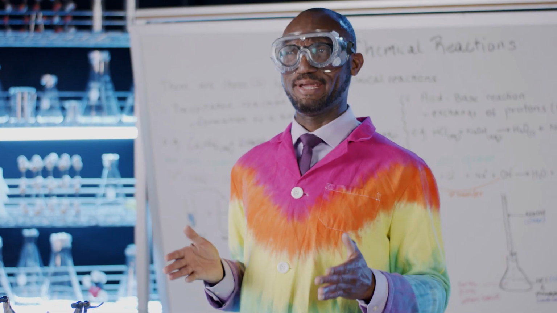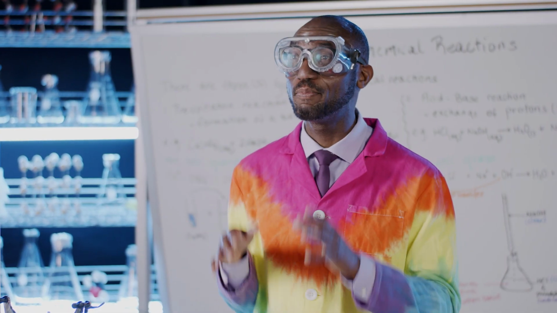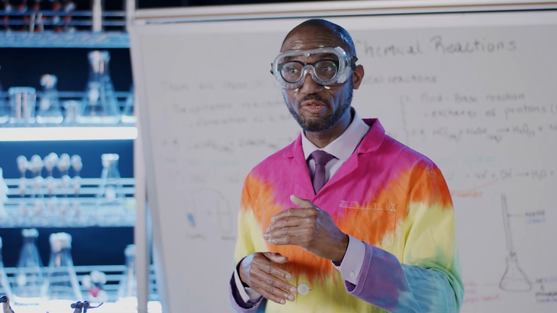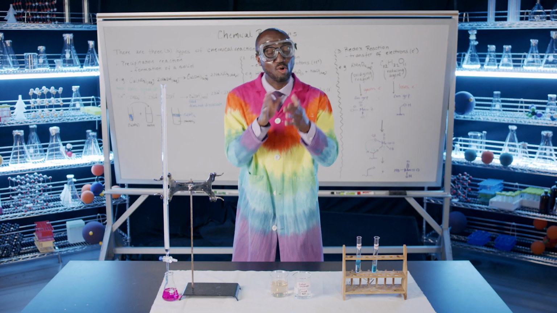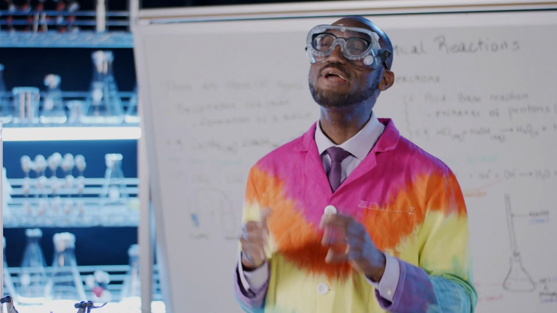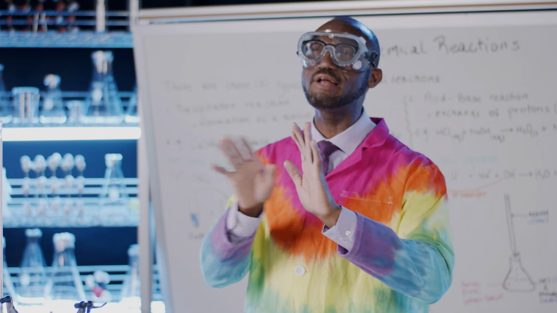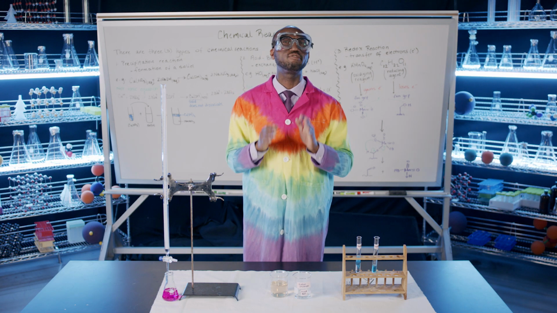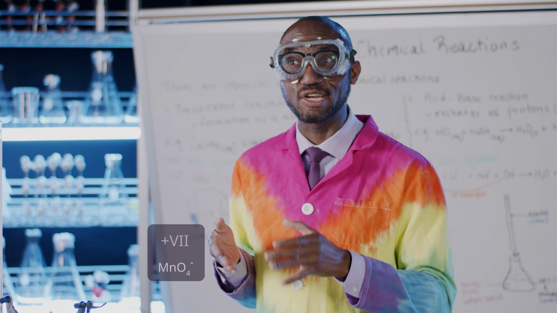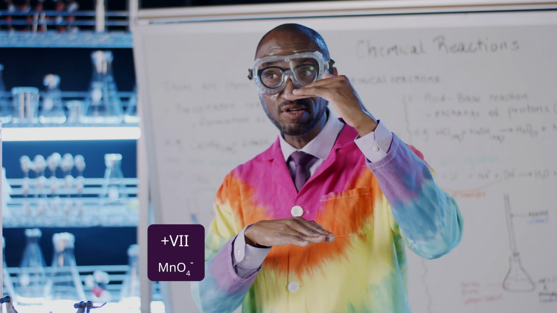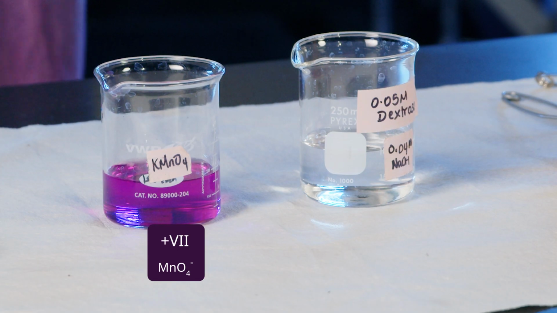Why is this happening? Essentially, the potassium permanganate is reduced or gains electrons, and the sugar is oxidized or loses electrons. The reaction mechanism is intense, so let's simplify what's happening to cause this color change. The manganese ion in potassium permanganate starts at an oxidation state of +7, which means it has a charge of +7.